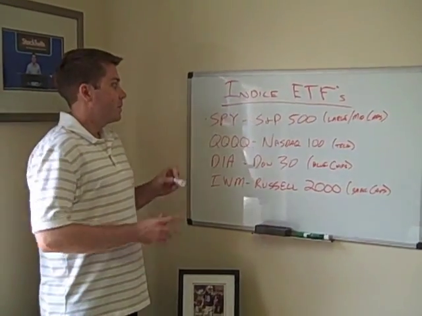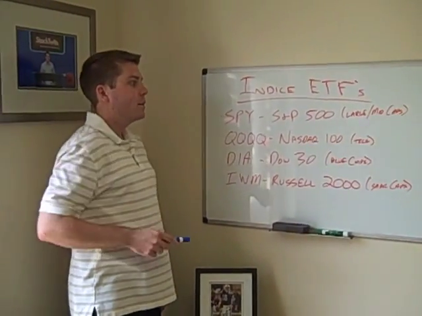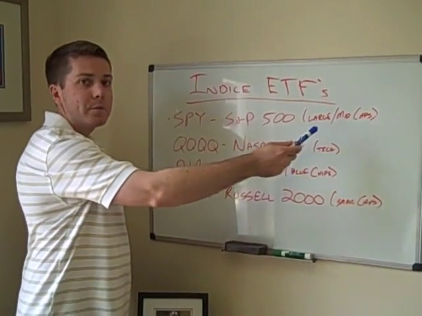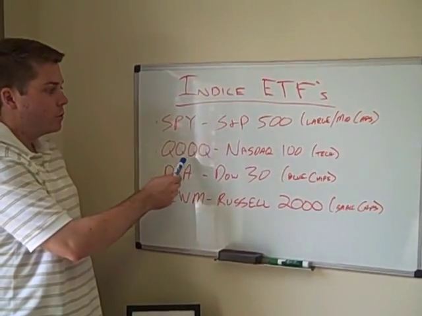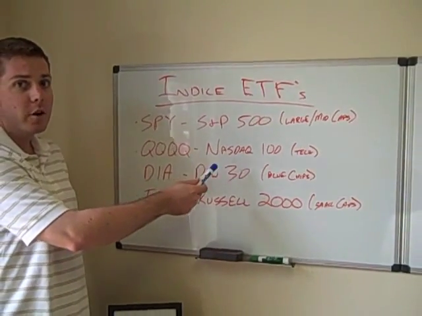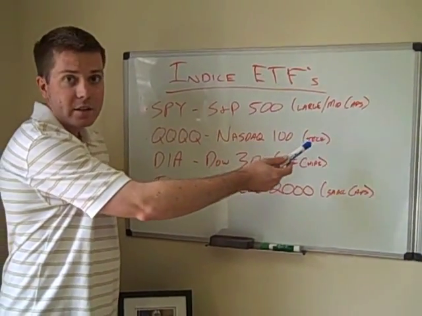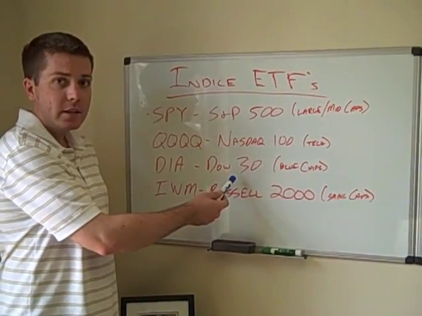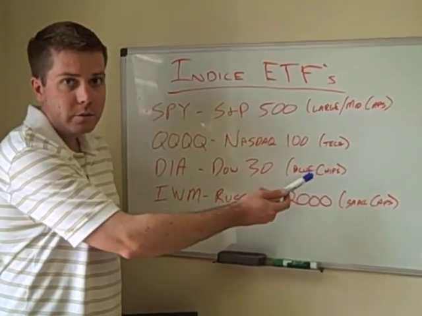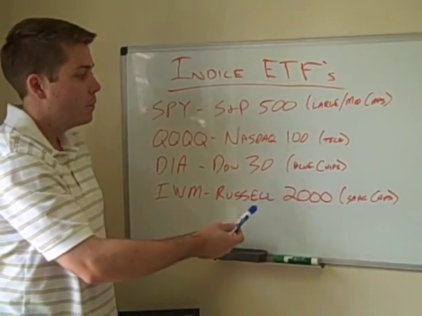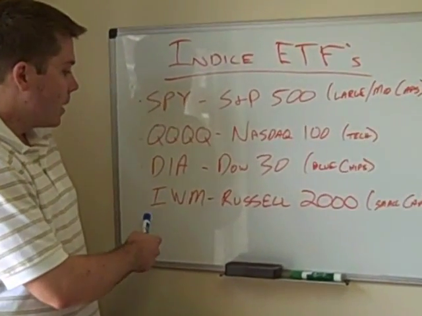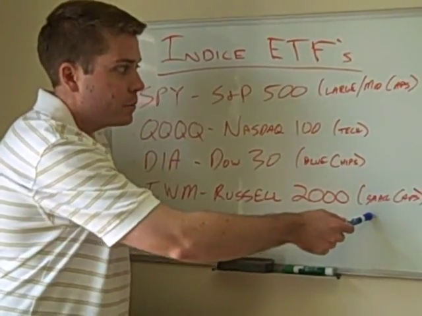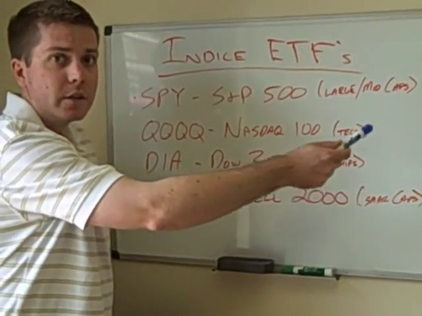The main indice ETFs: SPY, the S&P 500 ETF, covers mainly large and mid-cap stocks. Then we have QQQQ, the NASDAQ 100 ETF, which covers tech stocks primarily. We have DIA, the Dow 30 ETF, which covers your blue chips, large caps as well, but the best of the best. IWM is the Russell 2000, which covers our small caps. So this pretty much covers everything we need.